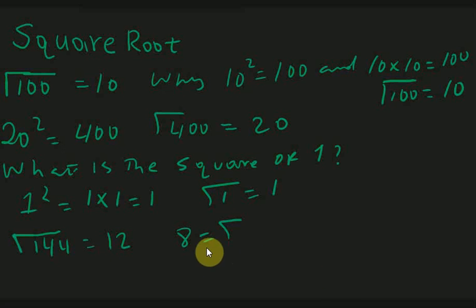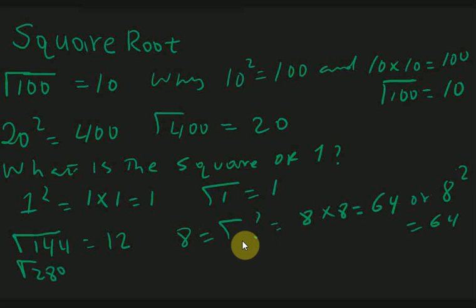What about 8? If you square any number that gives you 8, that's the question. What number should go inside the square root, so that if you square that number, it gives you 8? Which number will that be? How about 8 times 8? 64. Or 8 to the power of 2 is 64. So basically 64 will go here.